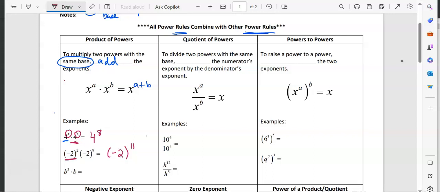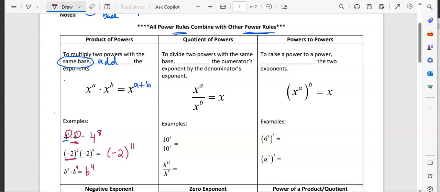And then my last example, b cubed times b. So this example I wanted to bring to your attention because I don't see an exponent. And anytime I don't see an exponent, it's actually a 1. It's not a 0. b to the 1st power is itself. It's b. So b cubed times b is b to the 4th.